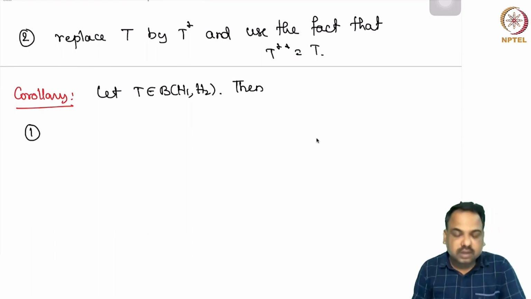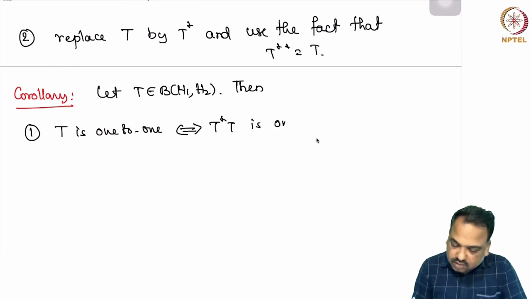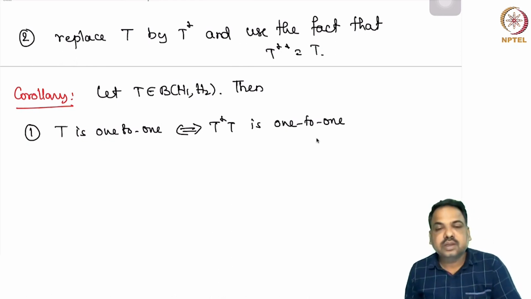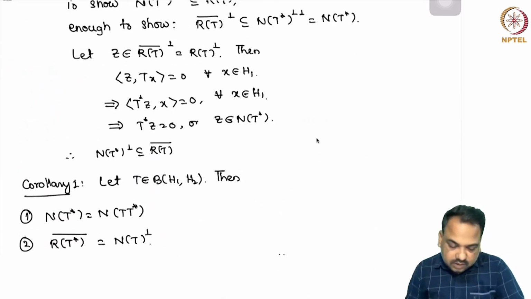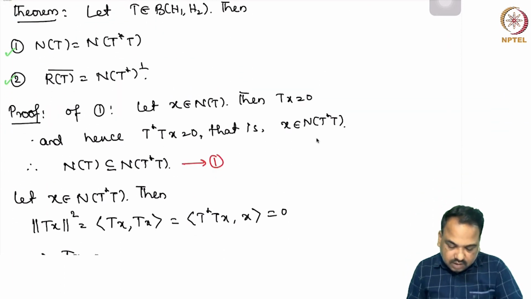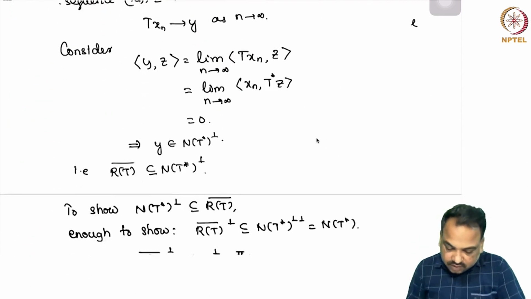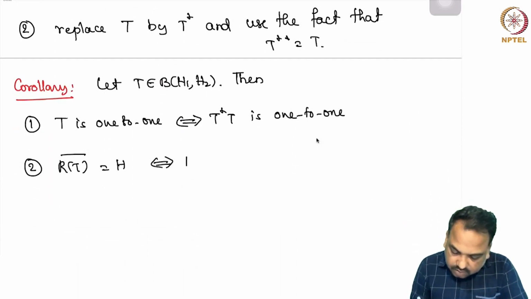The first one, we can state that T is 1 to 1 or injective if and only if T star T is 1 to 1. That means whenever null space of T is 0, null space of T star T is also 0, because the null spaces are same. This follows from the first statement of the theorem, and the second statement says that whenever null space of T star is 0, then range of T closure is the full space. So range of T is dense. It says that range of T is dense if and only if T star is 1 to 1.